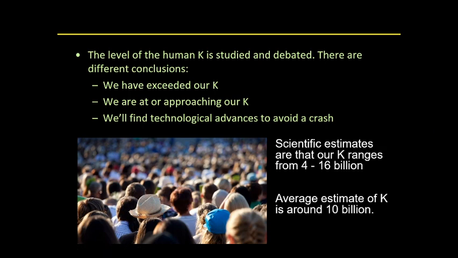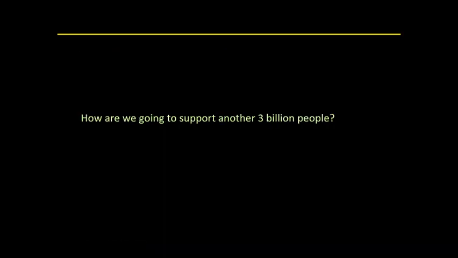I think I hit a lot of these points in the previous slide. So on average, estimates for our carrying capacity are around 10 billion or so, if you take the average of all that. But again, it's just speculation. We don't really know. All right, so we are at 7.8 billion people on the planet right now. We're looking at capping out at around 10.9 billion people on the planet by the year 2100.